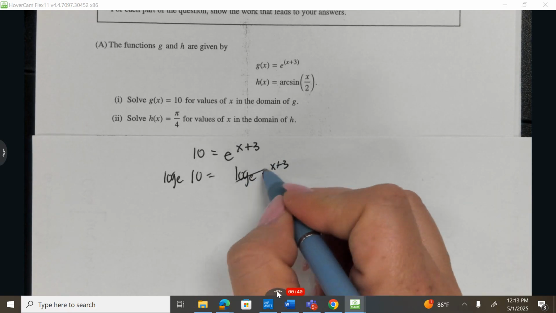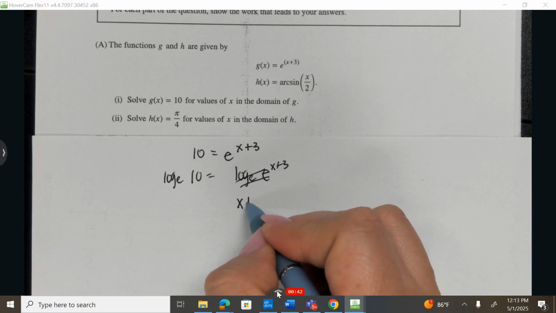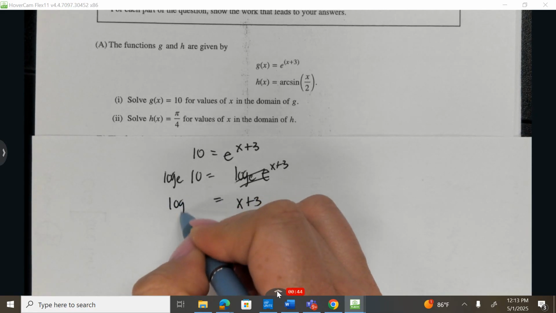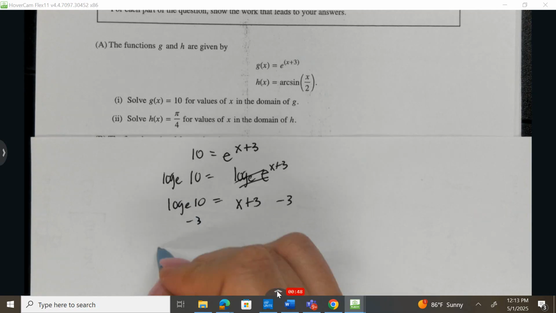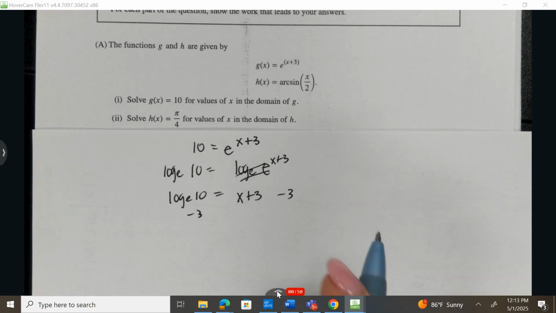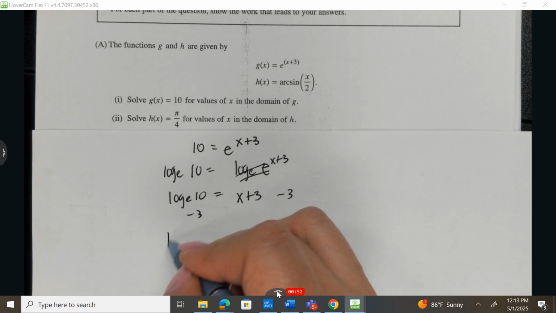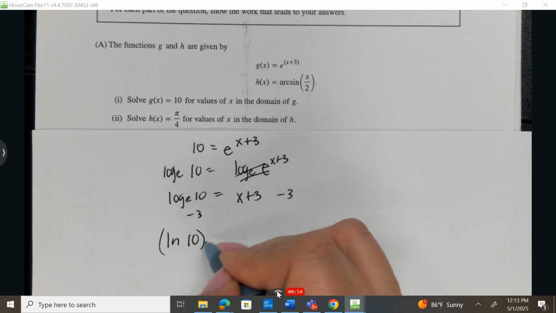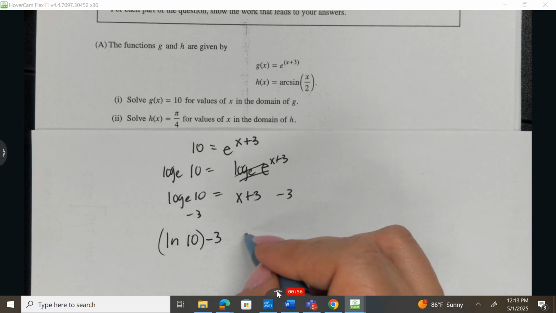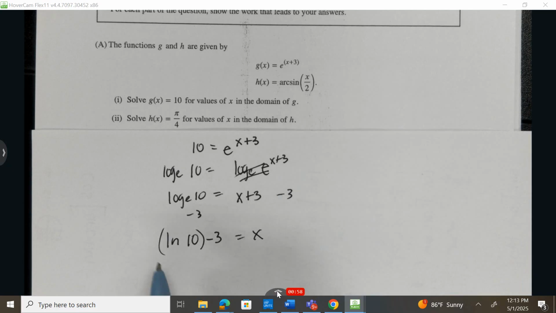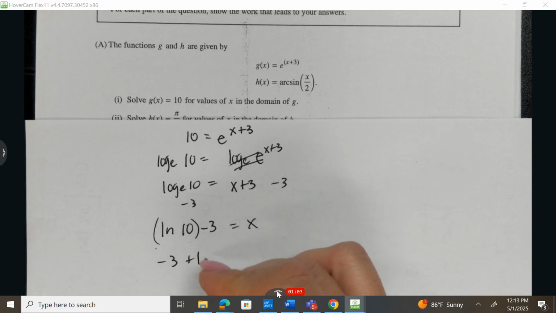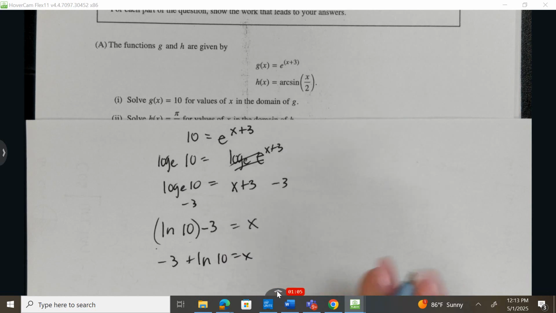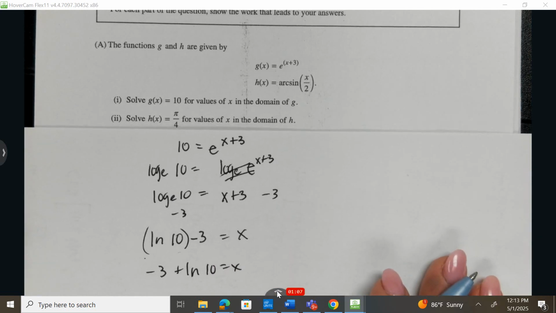Okay, on the right hand side, I get to bring down the x plus 3, and I have log base e of 10. And we're going to subtract 3 from the left, subtract 3 from the right. Now you can leave it as log base e, or you may choose to write ln of 10, subtract 3. So ln of 10, subtract 3 equals x. Make sure to put this in parentheses or put that negative 3 out front. That's going to be our first part for section A.